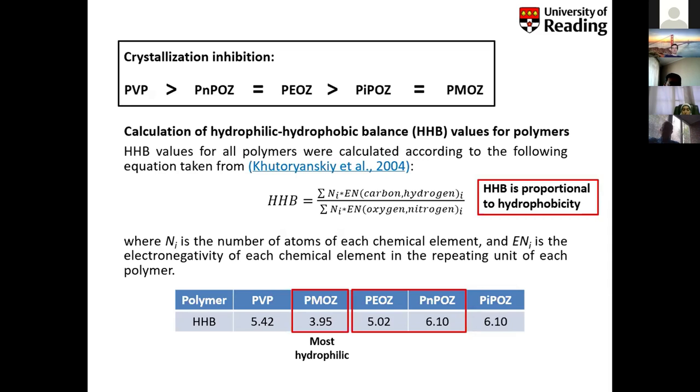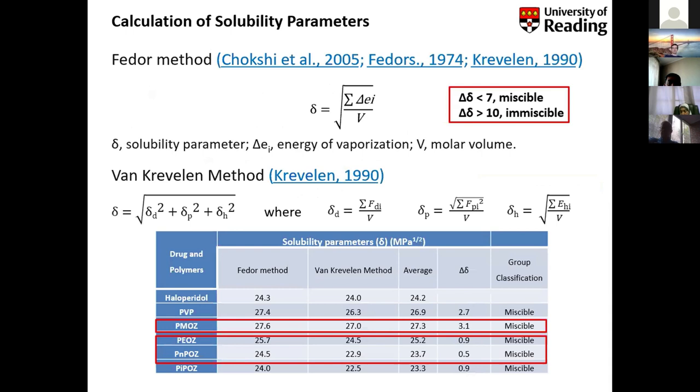The second method is calculation of solubility parameters. The premise of this method is that if the solubility parameter difference between a polymer and drug is lower than 7, the system is miscible. If the difference is higher than 10, the system is immiscible.